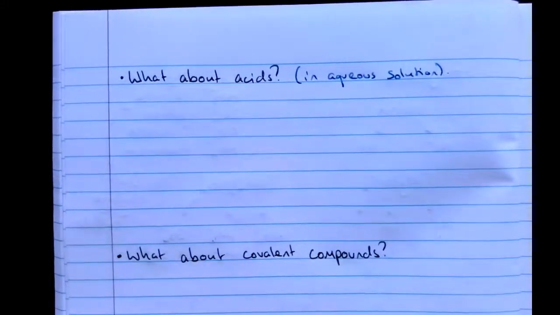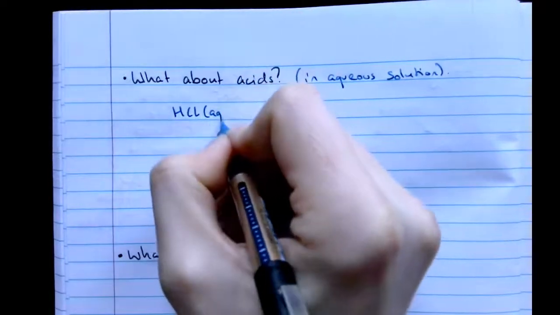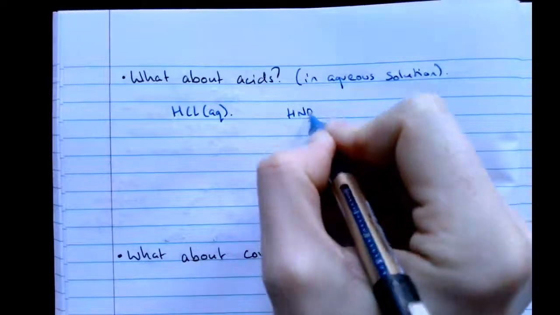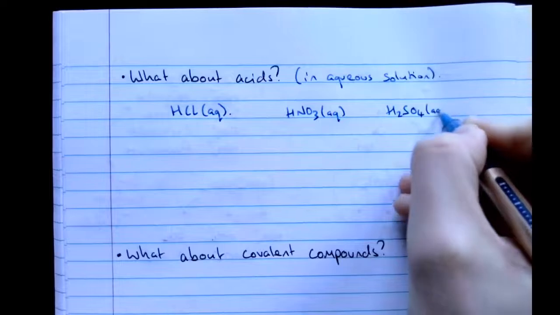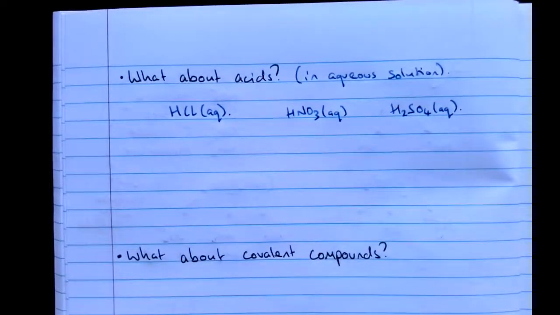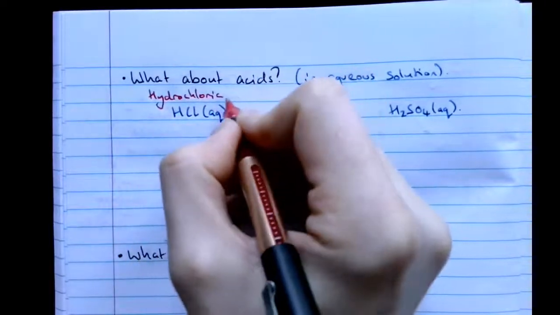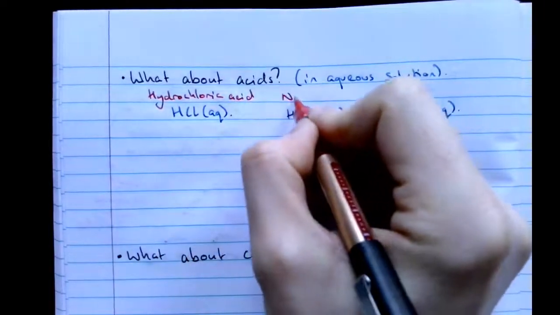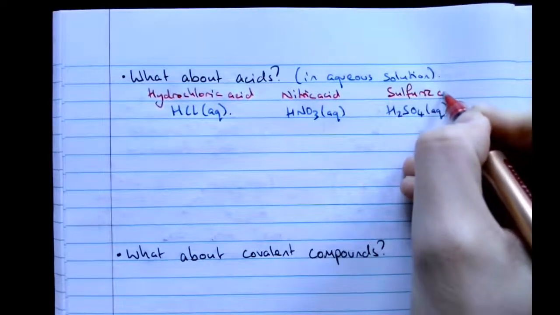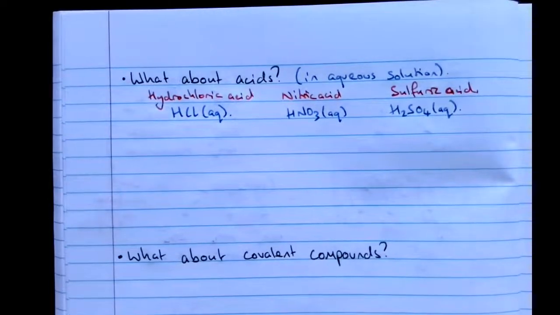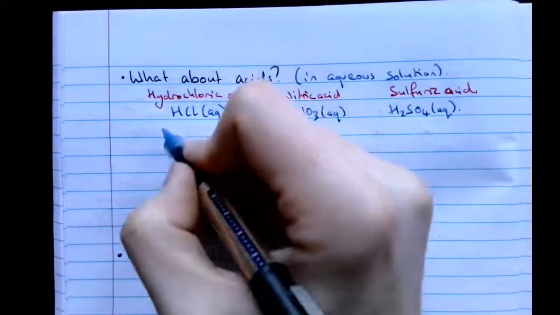So we normally will consider three common acids, which are HCl, hydrochloric acid, HNO3, nitric acid, and H2SO4, sulfuric acid. Okay, you might want to add the names of those above them. That's hydrochloric, this is nitric, and this is sulfuric acid. So, all of these acids, when they are dissolved in aqueous solution, they will produce H plus ions.